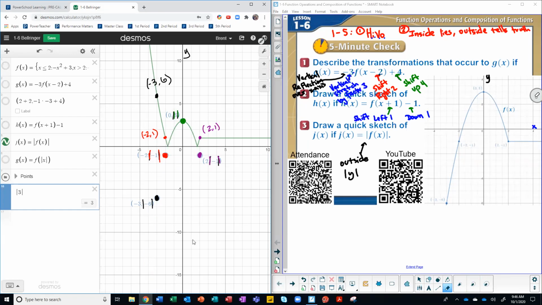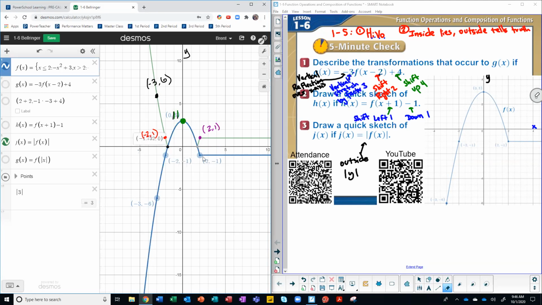No, there's nothing on this side of the graph anymore. I could erase this. That's where the graph was. The negative y's disappeared and they became positive y's. That's how absolute value works. The negatives disappear and they reflect and become positives.